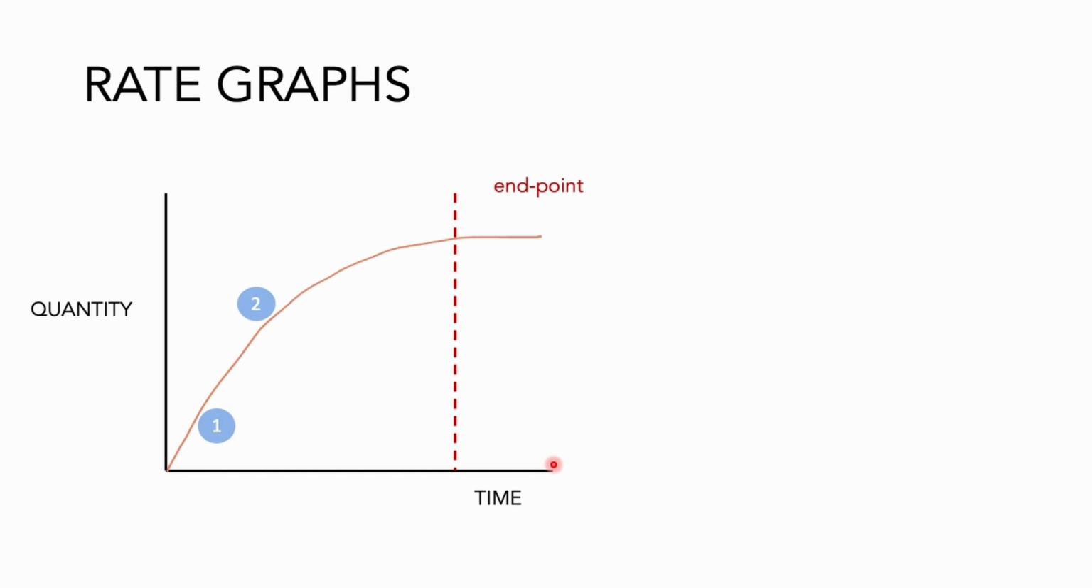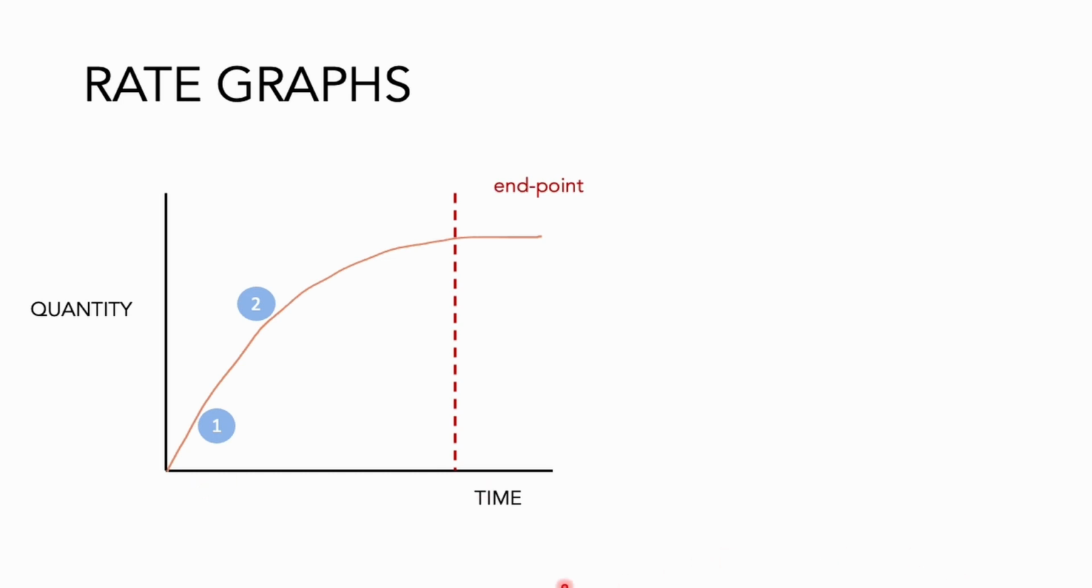Reaction rate decreases as it progresses, which is seen by the gradient or steepness in the line at points 1 and 2. At 1, the line is steeper, so the reaction has a greater rate than at 2 when the line is less steep. The rate is greater at the beginning of a reaction because the largest quantity of reactants is present at the start.